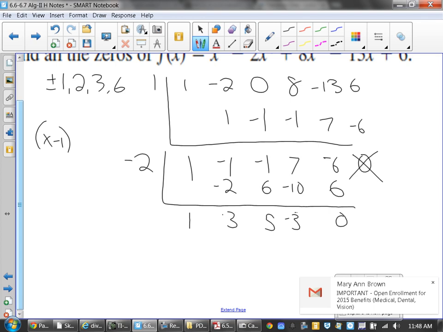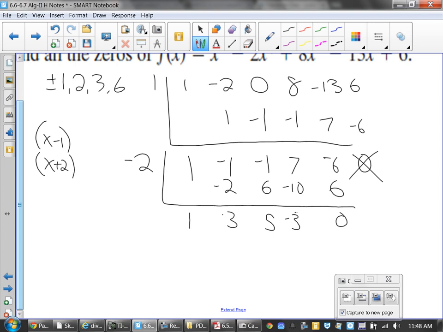Oh! Yay! We find a zero at negative 2. So we know right now we're up to x minus 1, and x plus 2. Notice how I'm keeping a little tally with my terms here on the side?